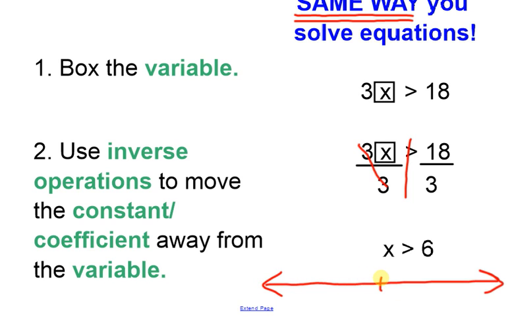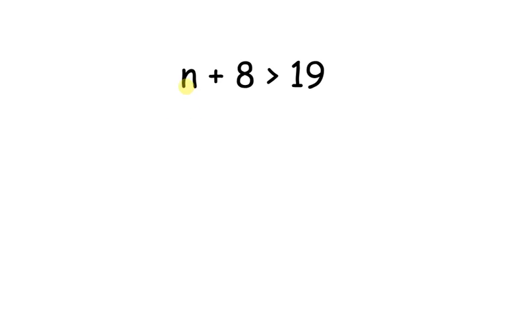Okay, so we have 0, we have positive 6, we have negative 6, and it's going to be an open circle, and it's going to go to the right. And that's it. Okay, same thing as equations. All right, let's go ahead and try one.